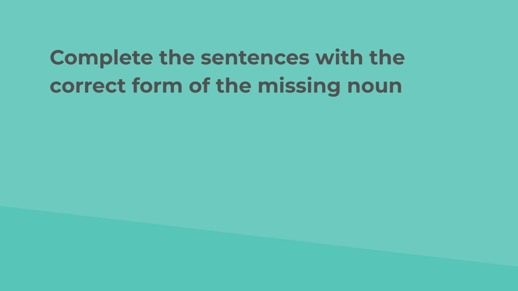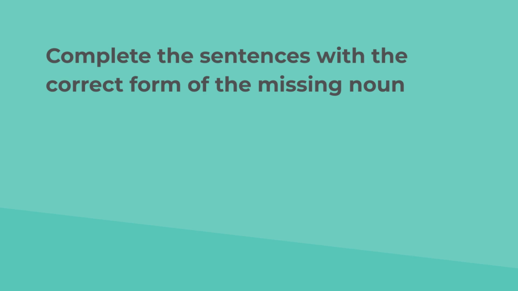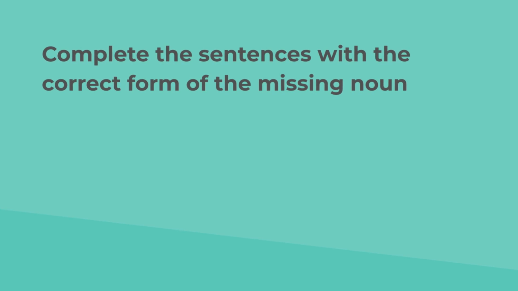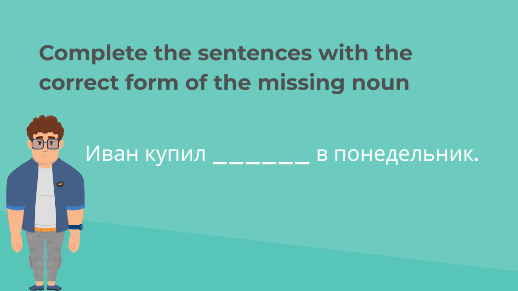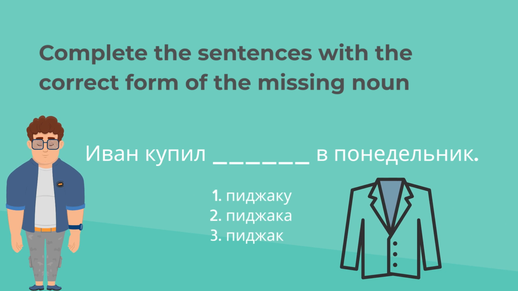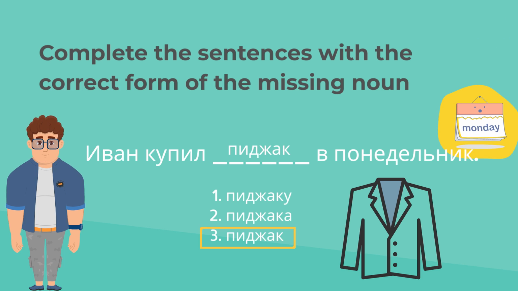Now let's practice. Complete the sentences with the correct form of the missing noun. Иван купил в понедельник пиджаку, пиджака, пиджак. Пиджак. Иван купил пиджак в понедельник.